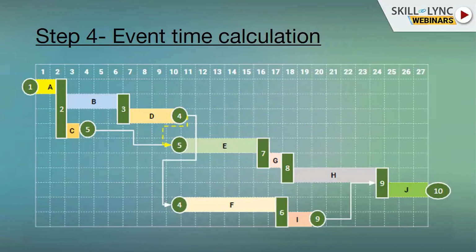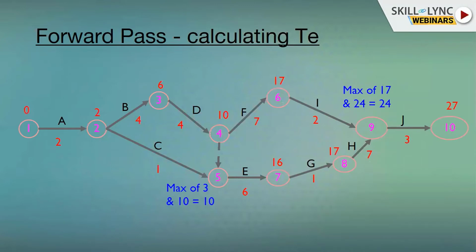So just to summarize, I have made a graphical representation of our event. Event times can be seen over here. Event 1 is happening on day 0, event 2 is happening on day 2, 5 on day 4. This is a basic summary, but now let's move on to the forward pass.